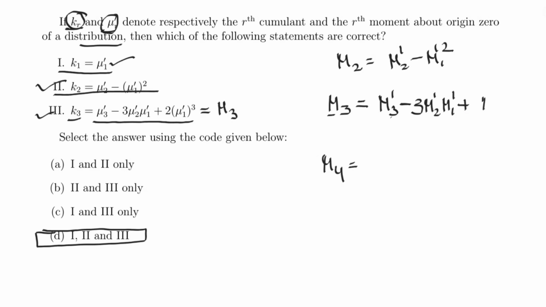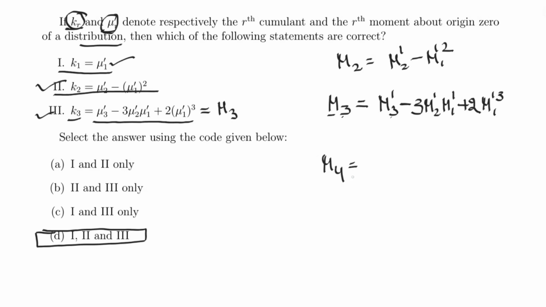So mu1 dash, write the power 3. Why power 3? Because we are finding the third central moment. That's why power 3. And whatever power is here, subtract 1 and multiply it here. So this is the way to remember this one.